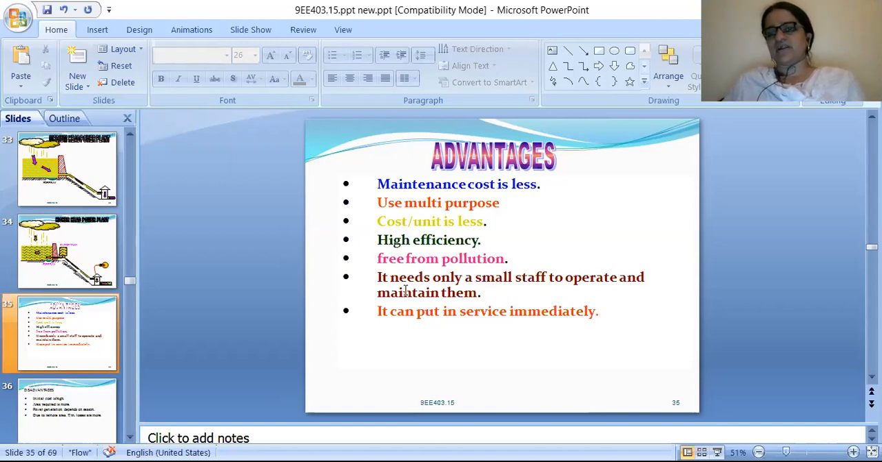Next advantage of hydroelectric power station: it is like a multi-purpose power plant. Usually hydroelectric power stations will be used as peak load power plants. Why it is called multi-purpose? Means first reason for constructing a dam or a hydroelectric power station is to store water, to supply the water whenever we are in need, like during all the seasons other than rainy season.